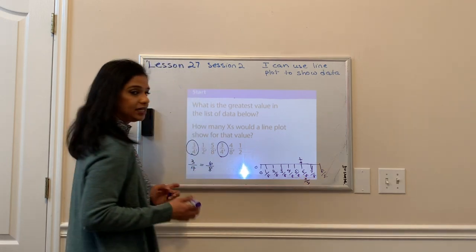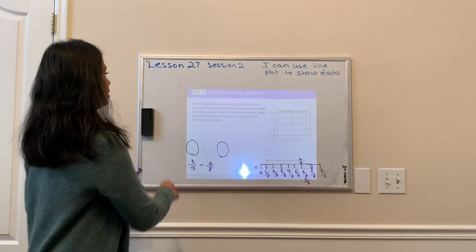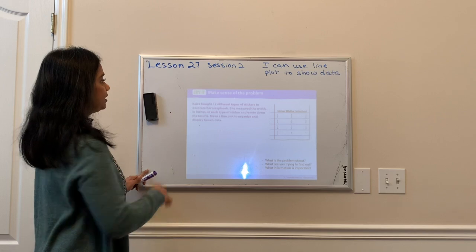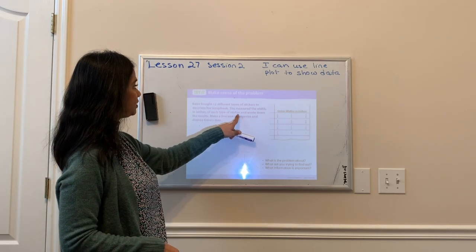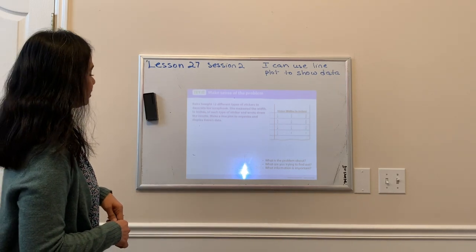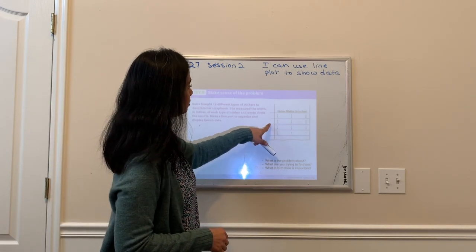So to understand this lesson, we also need to understand equivalent fractions, okay? So Kira bought 12 different types of stickers to decorate her scrapbook. She measured the width in inches of each type of sticker and wrote down the results, making a line plot to organize and display Kira's data. Okay, so this is her data right here.